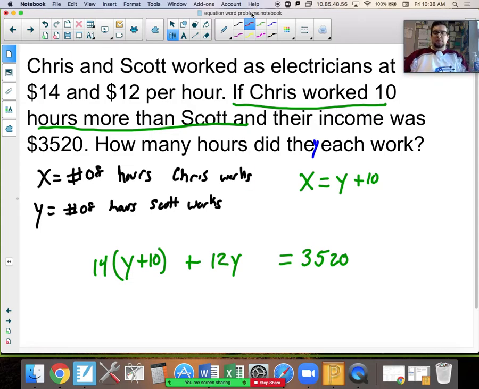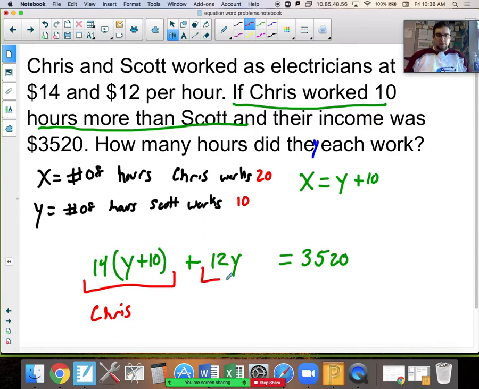So that was a lot of information that just happened, so I want to make sure I pause here to make sure I didn't lose any of you guys. This statement right here is all about Chris. Chris makes $14 an hour, and the number of hours he works was 10 more than Scott. So if Scott worked, let's say, 10 hours, Chris worked 20. So 10 plus 10 gives me 20.